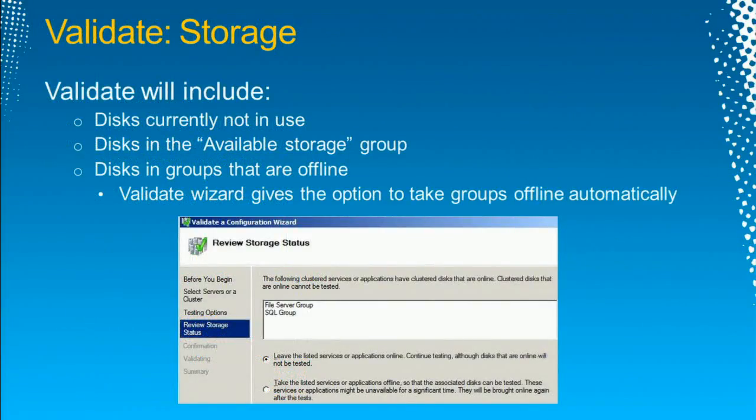Validating the storage. We will check any disk that is not already in a group and online. Disks in available storage, we're going to check. Disks that are offline, we're going to check. Disks that are not yet in the cluster, we're going to check. If they're not in the cluster, we're going to check to see if they're clusterable. Now, when we say they're clusterable, we're going to check to see 2008 R2, no service pack. We're going to check to see if all nodes have access to that disk. If it is, we'll check it.